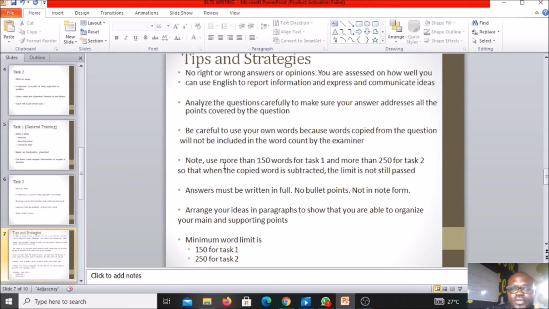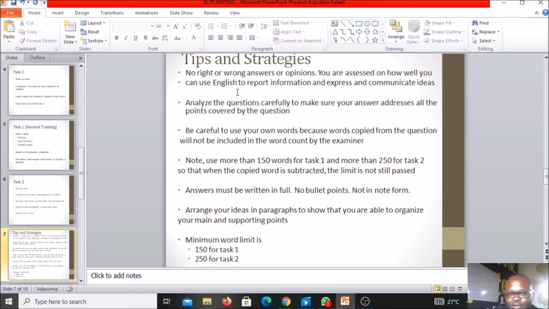Now note, use more than 150 words for Task 1. Like I said, more than 150. It shouldn't be less. Once it's less than 151 for Task 1, you will not get as much score as you need. Then also use more than 250 for Task 2, so that when the copied words are subtracted, the count is not still passed downward.